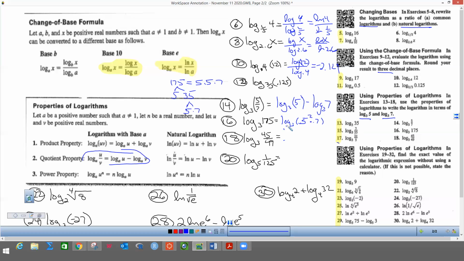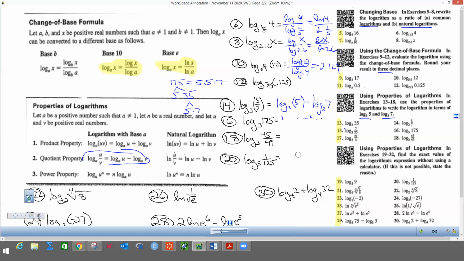We could have written it as log base 3 of 5 squared times 7. So that means this could be log base 3 of 5 squared plus log base 3 of 7. That's a plus because they're both multiplied. And then you get to take the exponent. Using this bottom one, you get to take the exponent, move it to the front, and you get 2 log base 3 of 5 plus log base 3 of 7, which is the same thing I got the other way. So there's more than one way to do these.